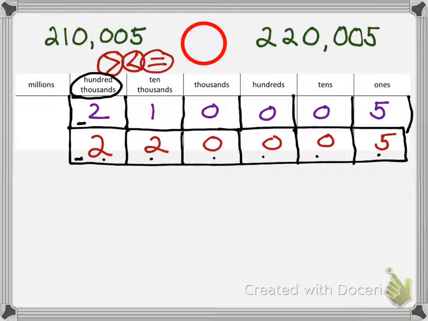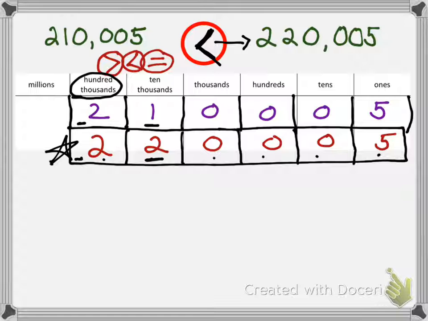So now we need to go to the 10,000s column and compare those two numbers. As we can see, there is one copy of a 10,000, but then this number has two copies of the 10,000. Automatically, this number is larger. So in our comparison, we can put the greater sign because this number is greater. And remember, the alligator's mouth has to be pointing to the larger number.